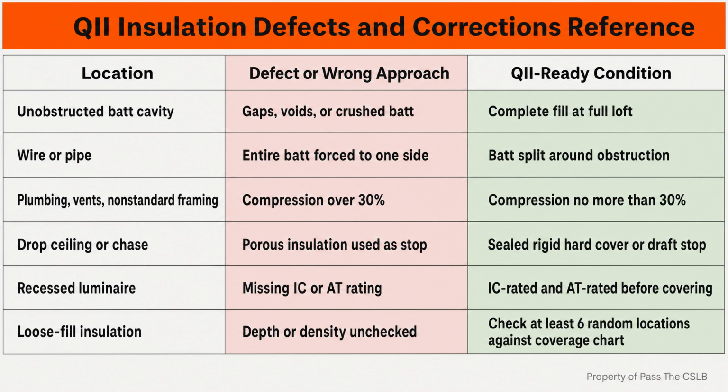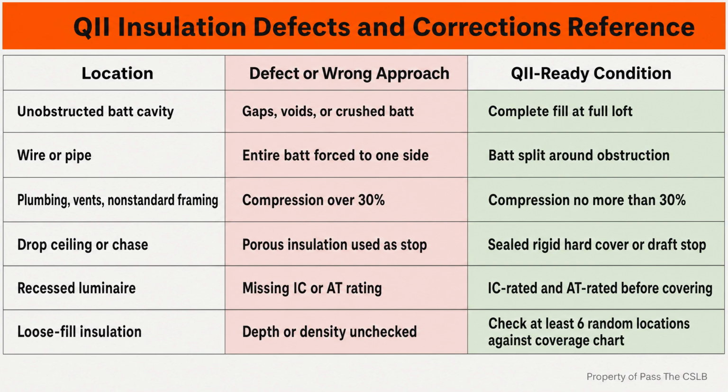I do not need a complicated mnemonic for that. I picture a sandwich. The pipe or wire belongs between insulation layers, not outside the entire batt. That picture leads directly to the field check. Trace the obstruction across the bay and confirm that the insulation continues on both sides of it.